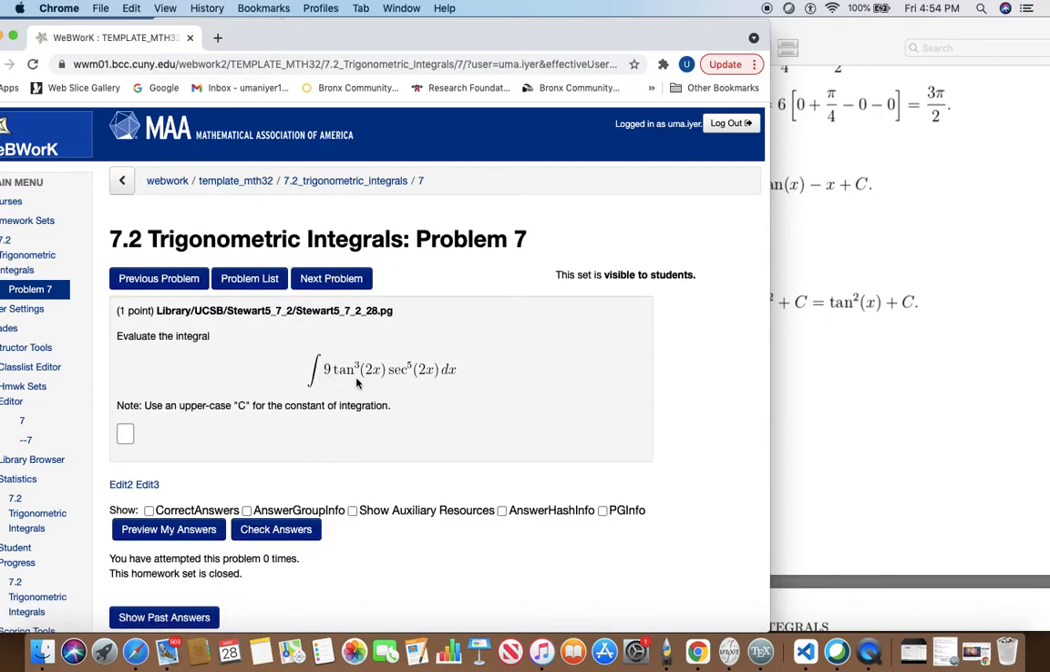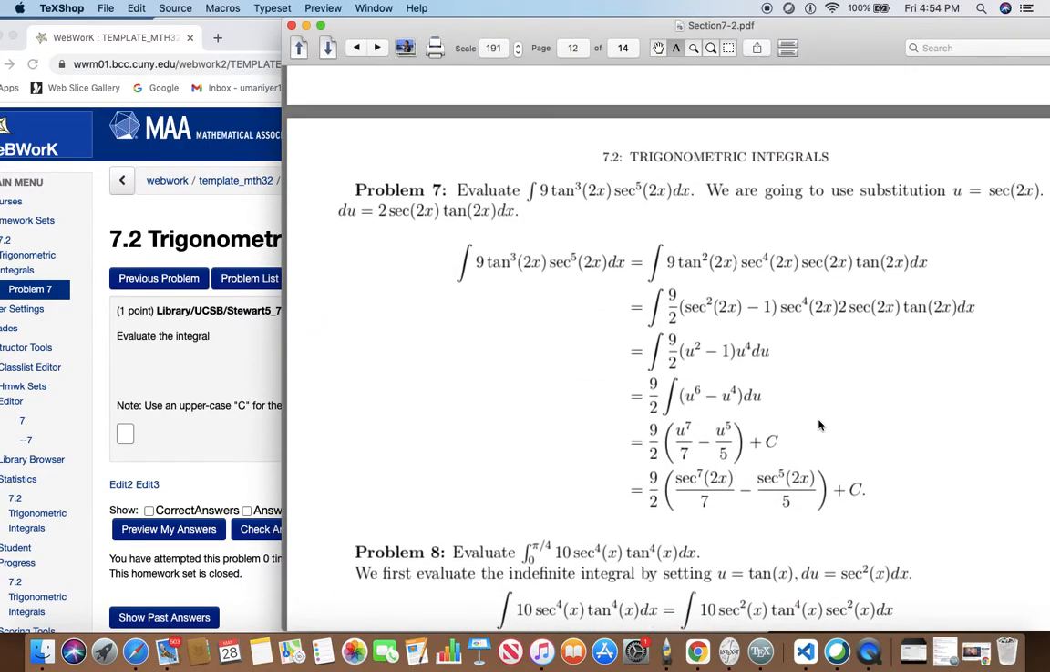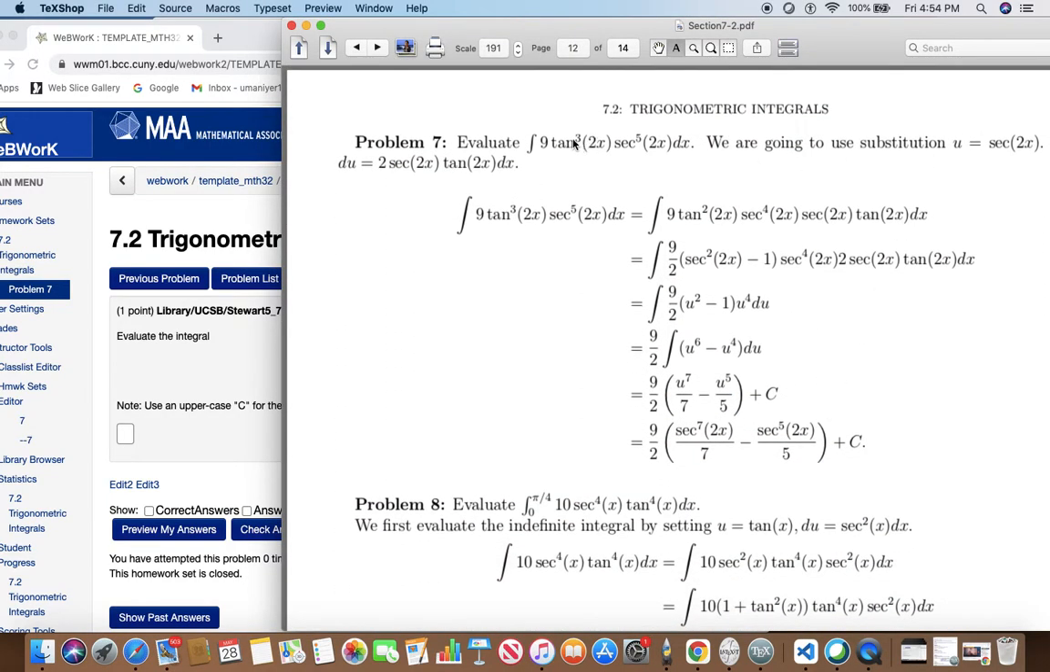integral of 9 tan to the power 3 of 2x secant to the power 5 of 2x dx. Notice the arguments are the same, and that is very important. All right. So, because these are both odd powers, take one power from each away. So I get secant 2x aside, tan 2x aside, and the powers both become even.